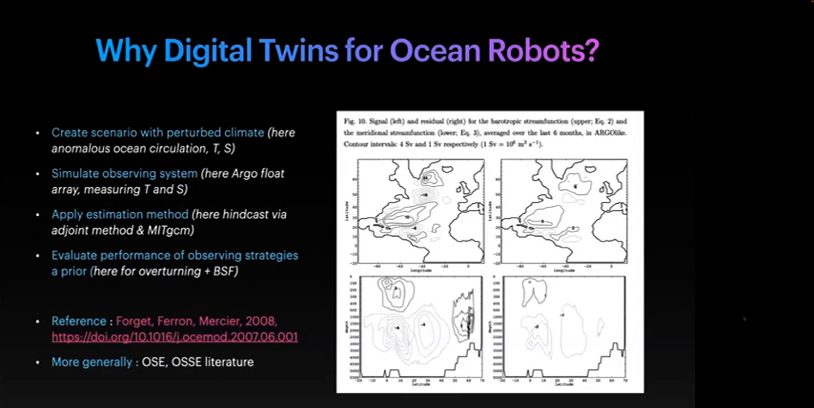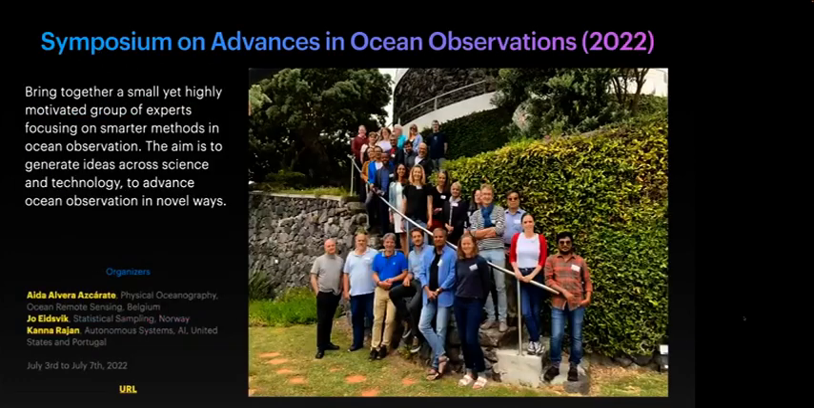So why digital twins for ocean robots? This was an example, right? Can we make a case that Argo observes the AMOC? Yes, we can. Then here is another example, more recent.